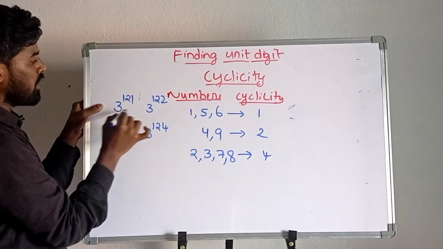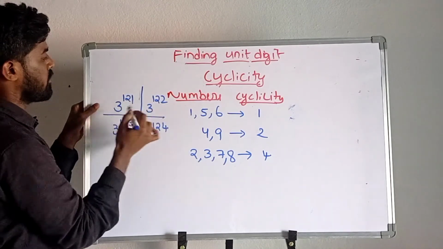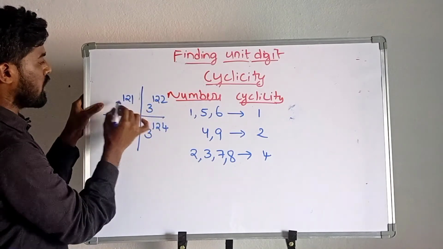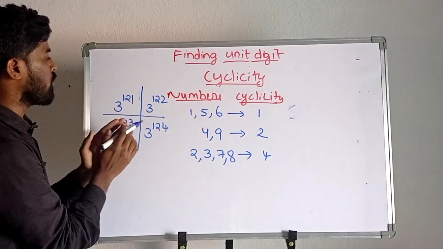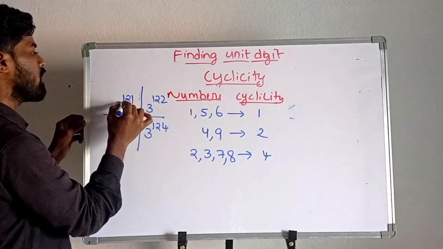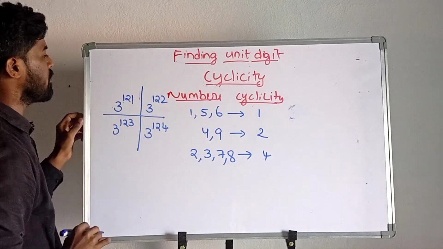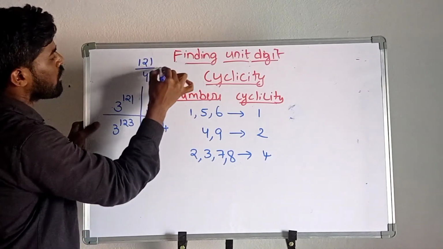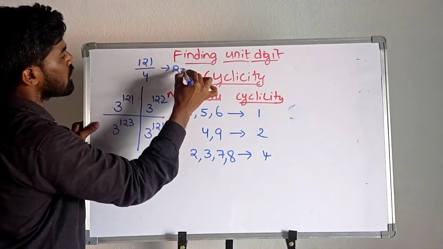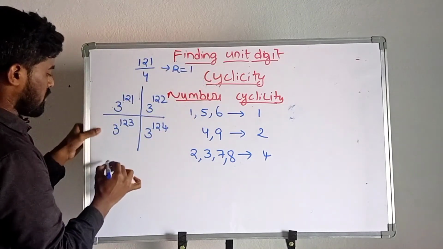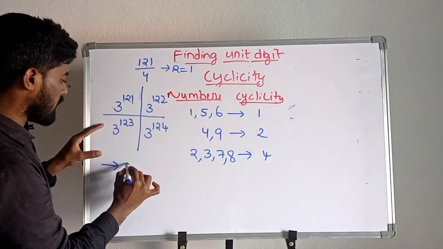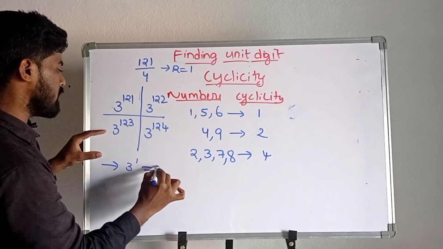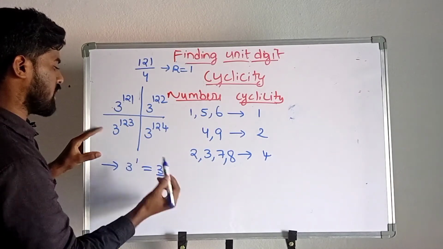Here we have to find the unit digit in these 4 cases. 3 power 121. The cyclicity of the number 3 is 4. First divide the power by the cyclicity of the number. 121 divided by 4. The remainder is 1. To find the unit digit we have to write 3 power 1, which will become 3. That means the unit digit here is 3.